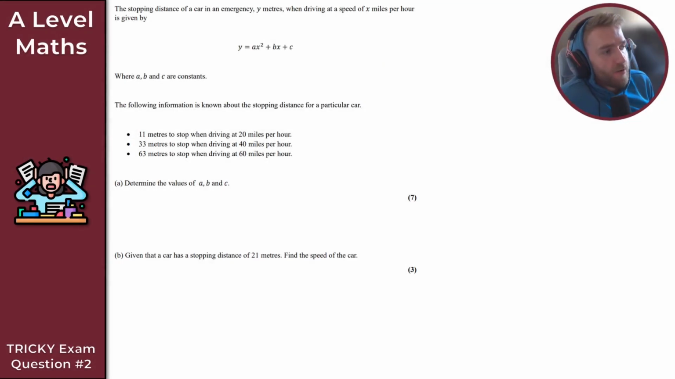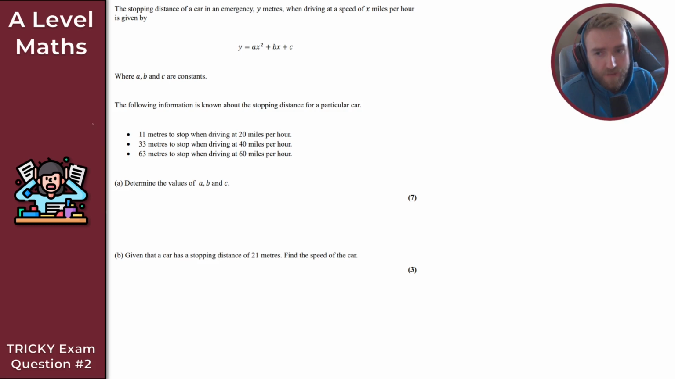So let's just have a go then at the second of our tricky A-level maths exam questions. As we can see, quite a lot going on, so let's read this and go step by step. The stopping distance of a car in an emergency, y meters, when driving at a speed of x miles per hour is given by this quadratic equation here, where a, b, and c are just constants.